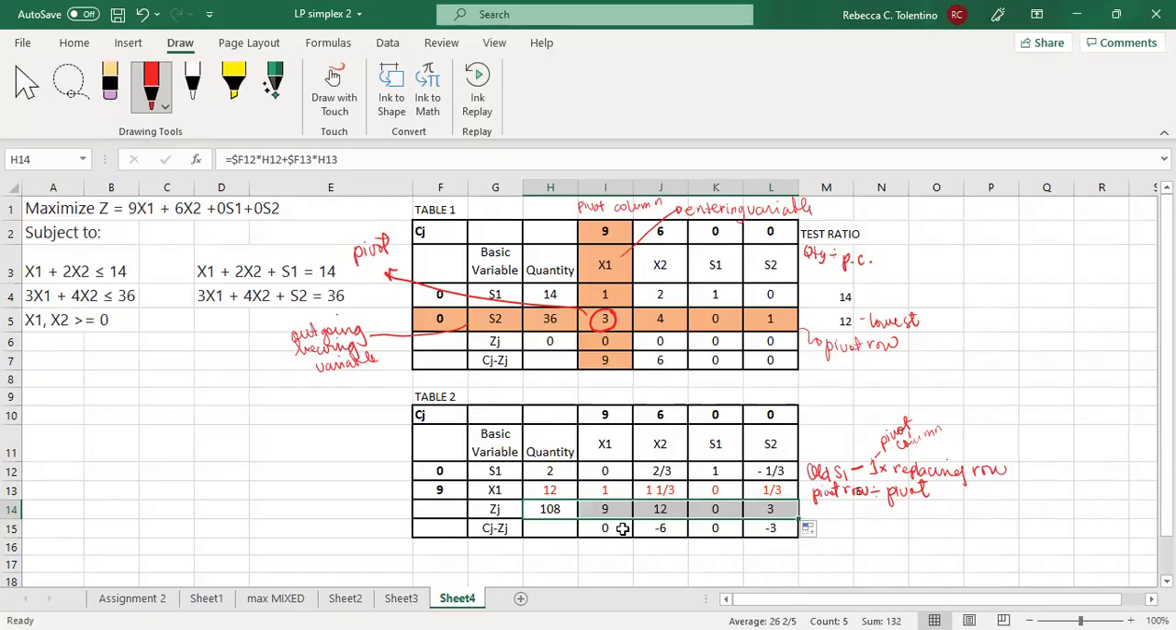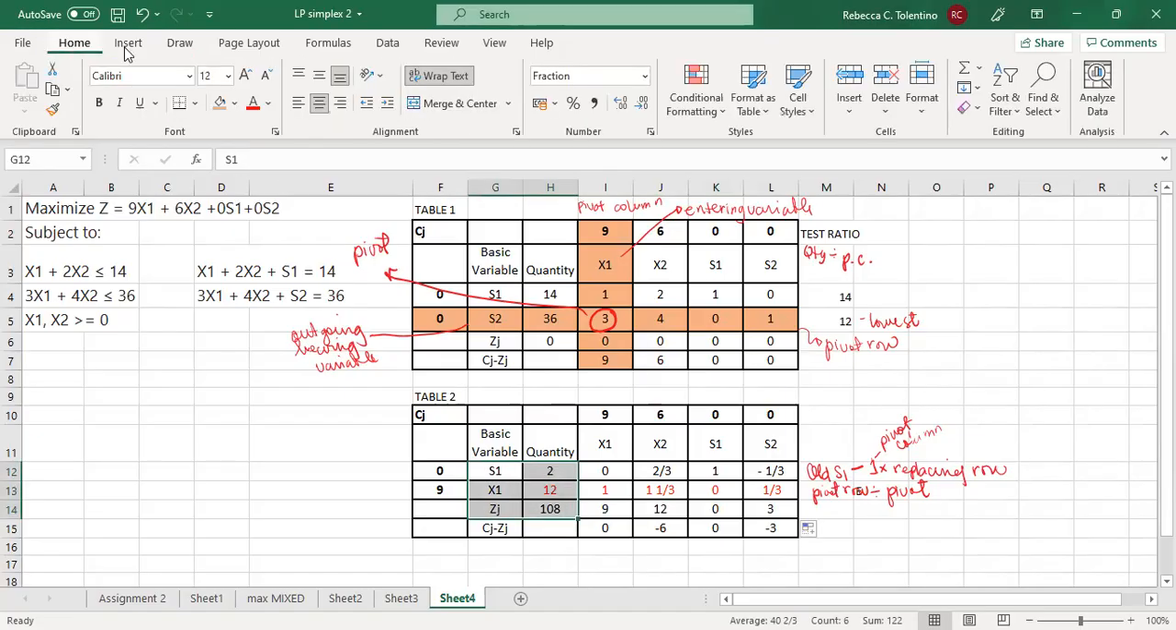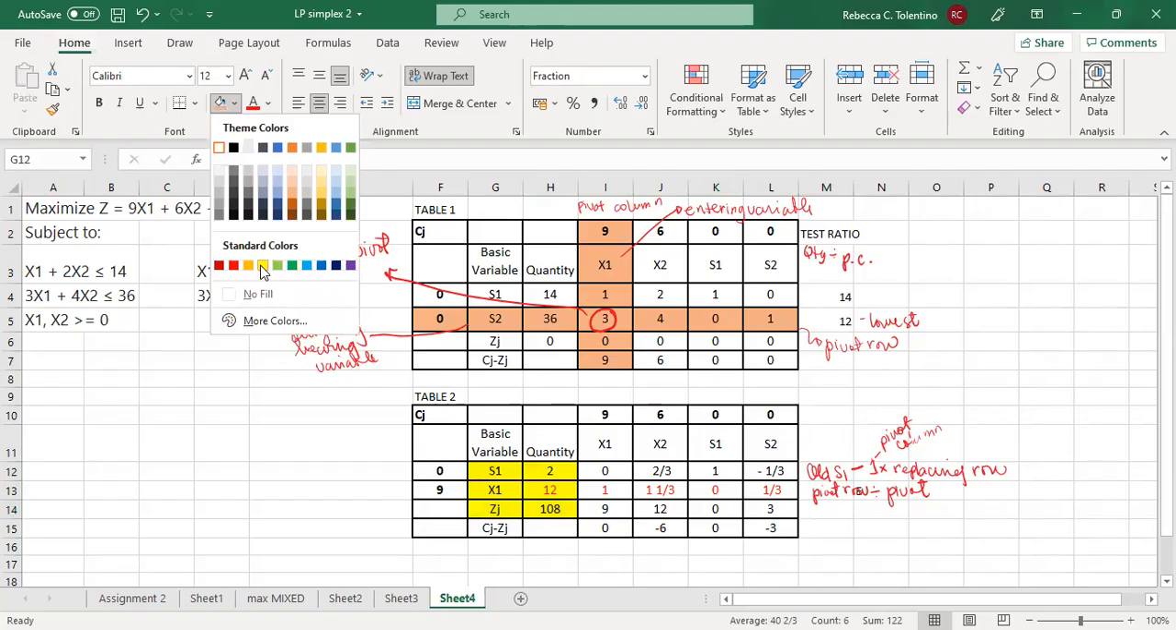Since we already entered the formula here, guys, yung 9 minus 9, automatic nang lumabas yung C sub j minus Z sub j. So since all the entries here are zeros and negative in the last row, it means that this table is already optimal. Since the table is optimal, then we can have our final solution. The final solution is actually this part. Let me just highlight them.